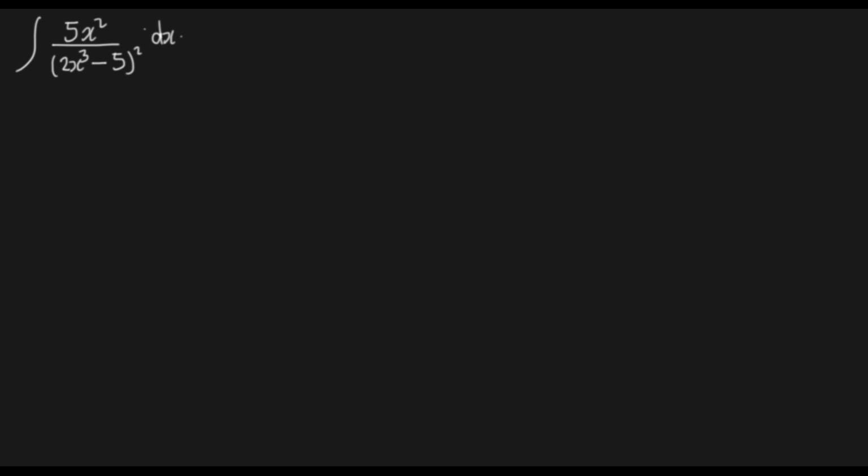Now, which one do you think we should let u equal to? Always let u equal to the function with the highest exponent. We can see that in the numerator the power of x is 2, and in the denominator the power is 3. So the denominator is the function with the greatest power. So this is what we are going to let u equal to. We'll say let u equal 2x raised to the power 3 minus 5.